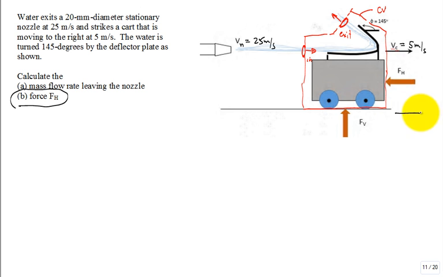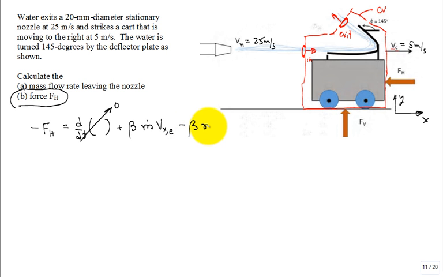We're going to introduce x as the positive x direction, and this will be the positive y direction. So for the positive x direction, linear momentum, we have negative F of H. It's in the negative direction. We have no rate of change of linear momentum with respect to time. It's steady state. And then we have some linear momentum flow rate. I'm going to say beta m dot Vx on the exit minus beta m dot Vx on the inlet.